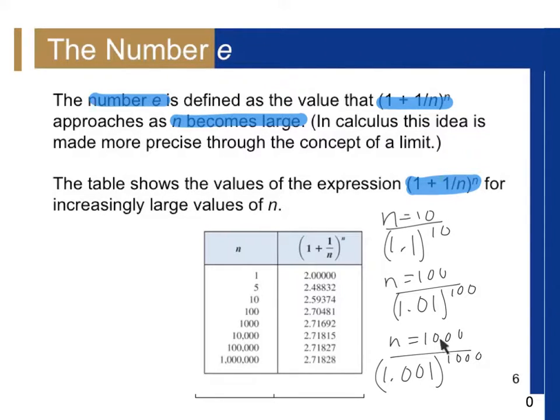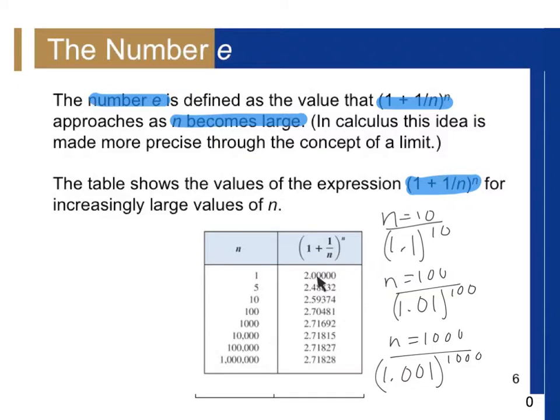Now that doesn't approach 1. It actually approaches this number, 2.71828, which is our e. So that's where e comes from. That's what the 1 plus 1 over n to the nth power is: like 1 plus 1/10th to the 10th power, 1 plus 1/100th to the 100th power, 1 plus 1/1000th to the 1000th power, etc. For certain values of n, here's what we get.